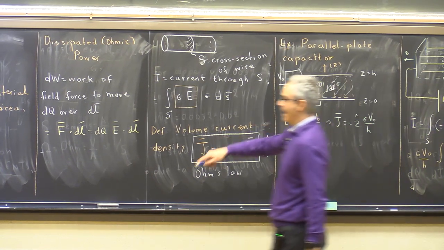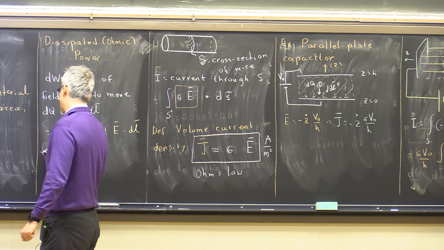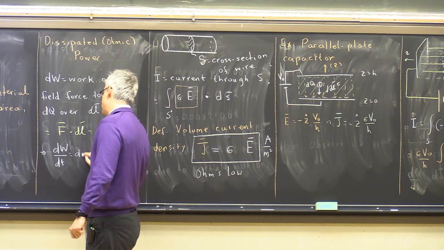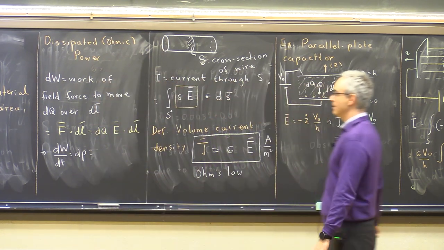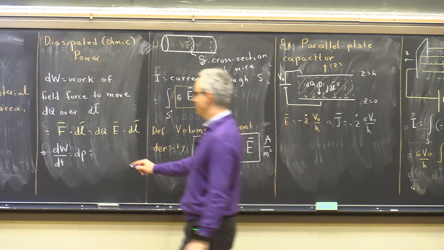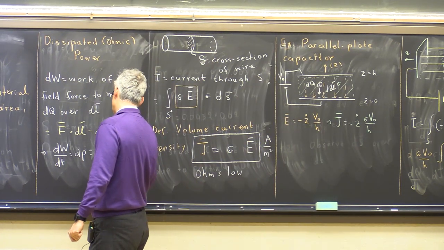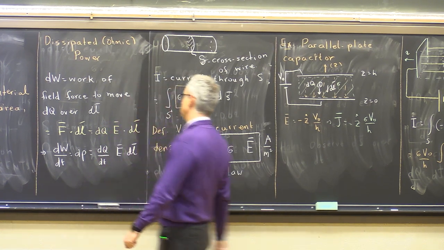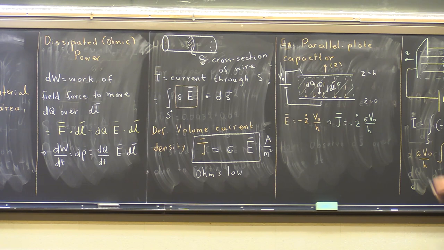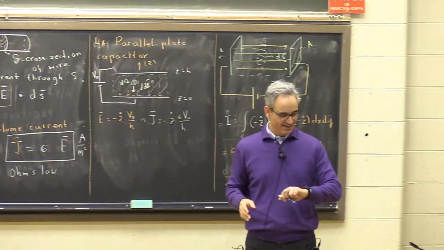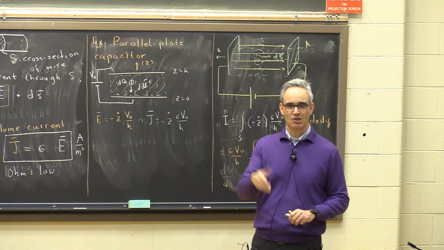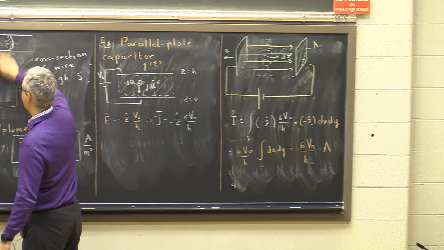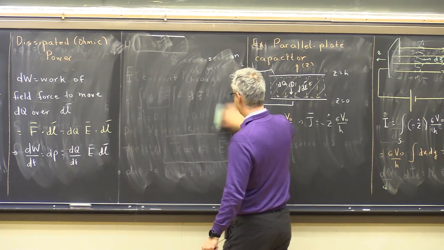So then, if I want to find the rate of change of this, which is the power that is being dissipated in this motion, that will be dq over dt times E dot dl. So I do something that mathematicians would think of as outrageous: I divide both sides by dt, and interpret this as a derivative.